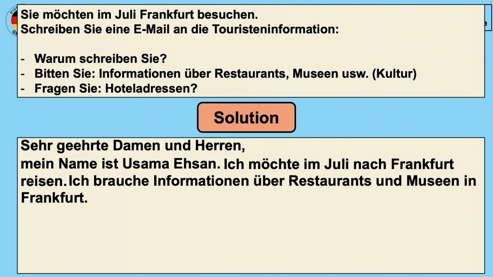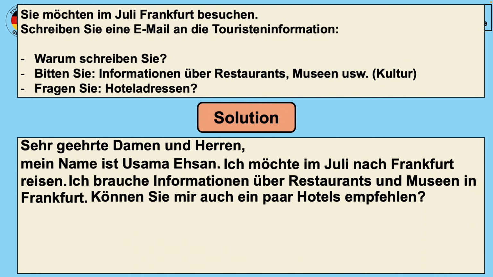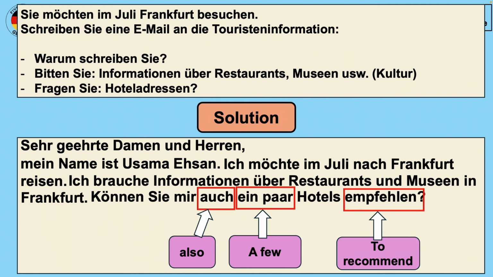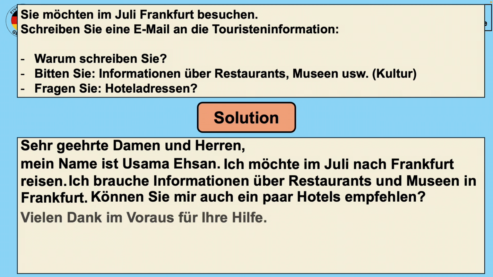The third point is to ask about hotel addresses. So you can say, können Sie mir auch ein paar Hotels empfehlen? So in this sentence, auch means also, ein paar means a few or couple of, and empfehlen means to recommend. And since this is a question, that's why you will have a question mark at the end as well. And after that, you can end your email by saying, Vielen Dank im Voraus für Ihre Hilfe.